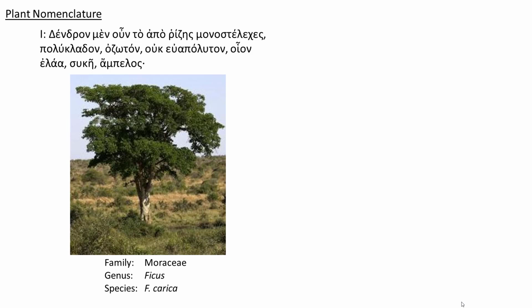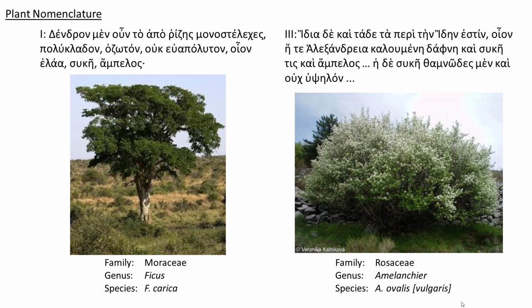in Book 1 as a prototypical tree. Dendron to aporisdes monostelikes, hoion elaa, sykē, ampelos. However, in Book 3 on wild trees, Theophrastus mentions a sykē among trees peculiar to the region around Mount Ida. Idia kai tada ta peri ten Iden, hoion he Alexandria kaloumene daphne, kai sykē kai ampelos. There are also these trees peculiar to Mount Ida, such as the so-called Alexandrian laurel, a sort of fig, and a vine. And he describes this sort of fig as shrubby and not very tall. Hede sykē thamnodes men kai ouk hypsilon.